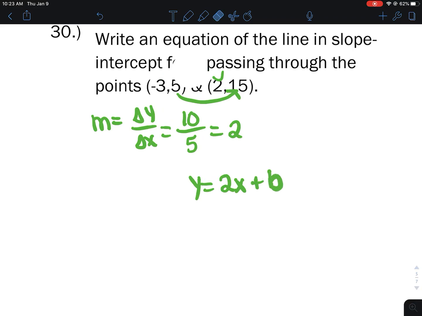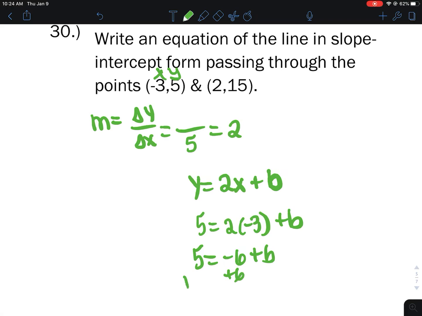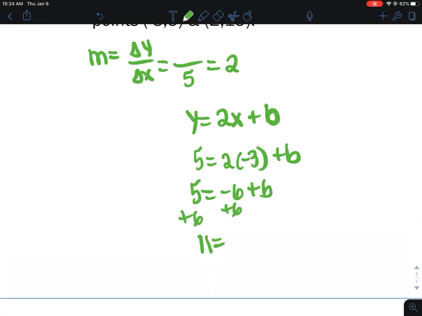To find the y-intercept, you're going to grab one of your points. We'll just grab the first one because it's there. And you're going to substitute the x and the y for x and y in the equation. So that's going to be 5 equals 2 times negative 3 plus b, or 5 equals negative 6 plus b. We add 6 to both sides, so we get 11 equals b. So the whole equation would be y equals 2x plus 11.